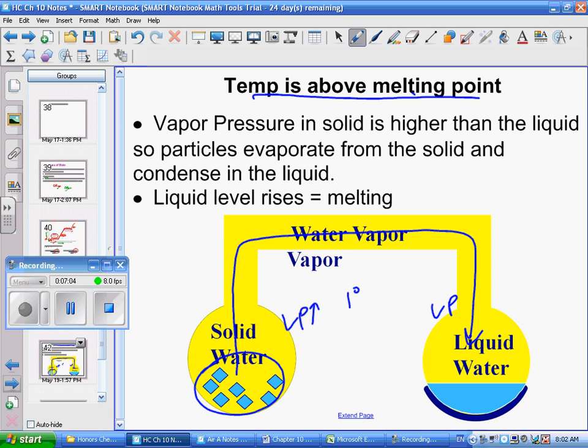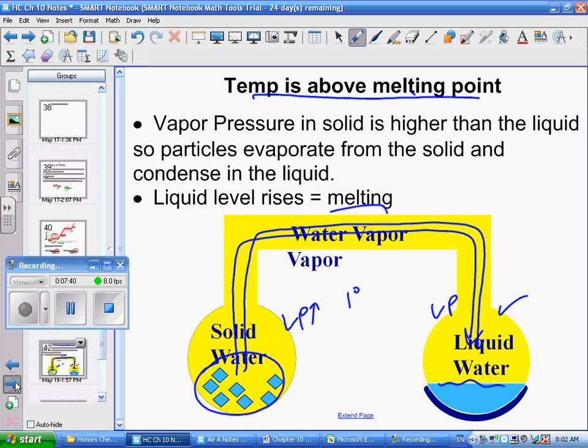Now, this is just a contraption set up to see how this would all work. We don't see this particular diagram going on in water, but it's a way for us to conceptualize what's actually going on. And actually, you can set this thing up and see this happen. So if I'm above the melting point, the vapor pressure of the solid is greater than that of the liquid, and therefore water in the form of vapor will leave the solid phase and enter the liquid phase, and I see melting going on. The liquid level rises, so I see melting.